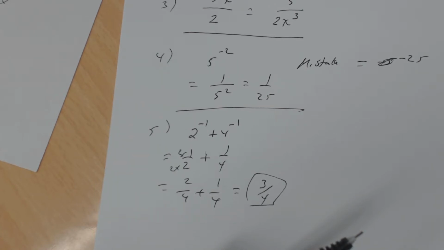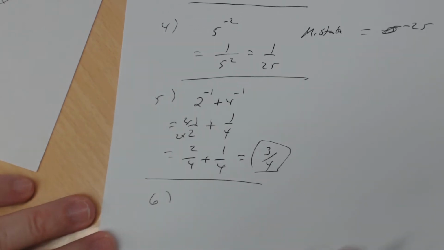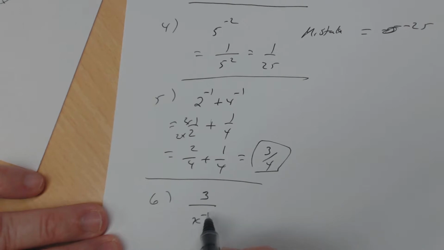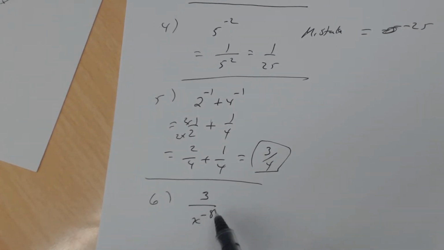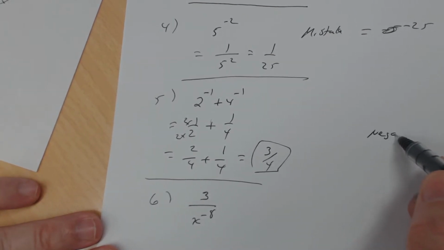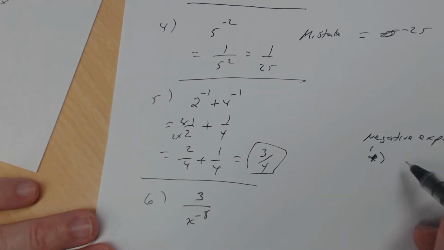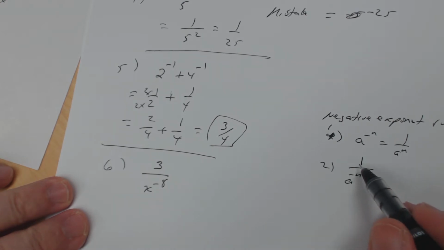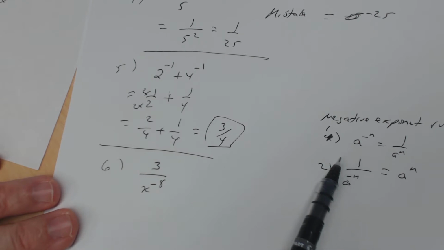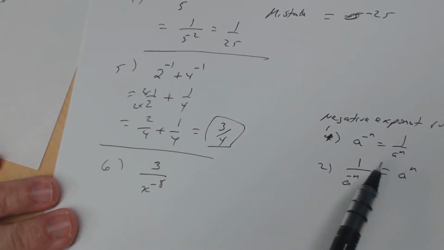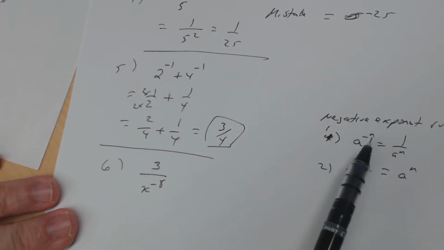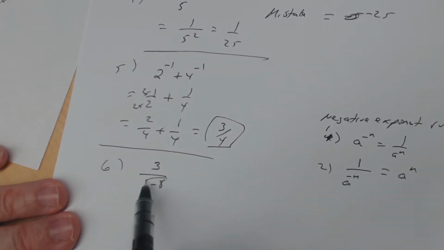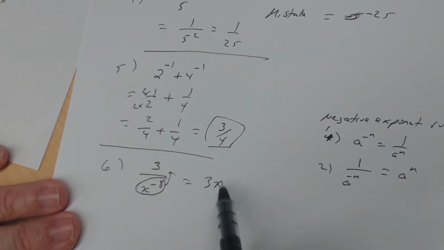Now, let's look at this one. Number 6. Suppose you had 3 divided by x to the negative 8. Again, the only thing being raised to a negative power is this variable, and it's located in the denominator. So remember the negative exponent rules. The first one said a to the negative n is 1 over a to the n. The other one said 1 over a to the negative n is a to the n. Again, our same discussion: if the negative exponent is in the denominator, you bring it to the numerator and make sure the sign of the exponent changes. If it's negative in the numerator, you bring it to the denominator. So over here, this is the one I'm going to move to the numerator. So I'm going to get 3x to the 8.